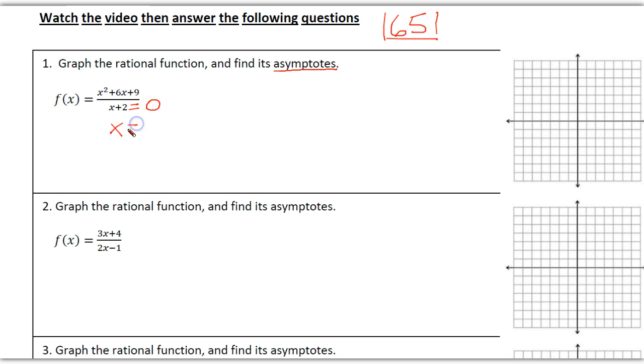And we get x equals negative 2. So negative 2 is our asymptote. So let's put that in here. This is our asymptote, a vertical line at negative 2. Now, if I can get it right here.